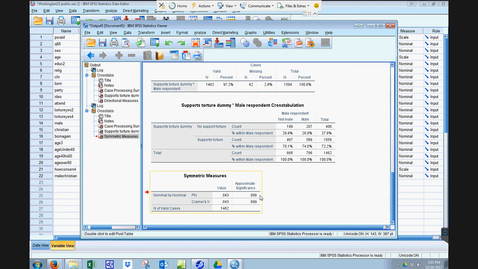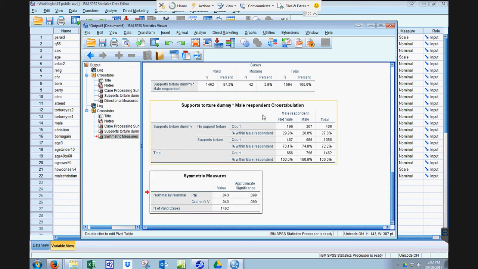If it's 0.000, that tells us there's only a 1 in 1,000 chance that there's no relationship in what we see here. In this case, there's nearly a 10% chance that what we're seeing is due to sampling error, and that's not good enough. What we want is 0.05 or below in order to say there's a statistically significant relationship. So the way I would interpret this is that the association value is very, very low and it is not statistically significant.